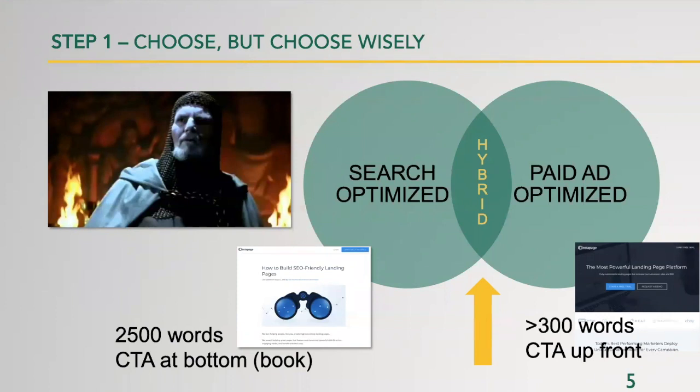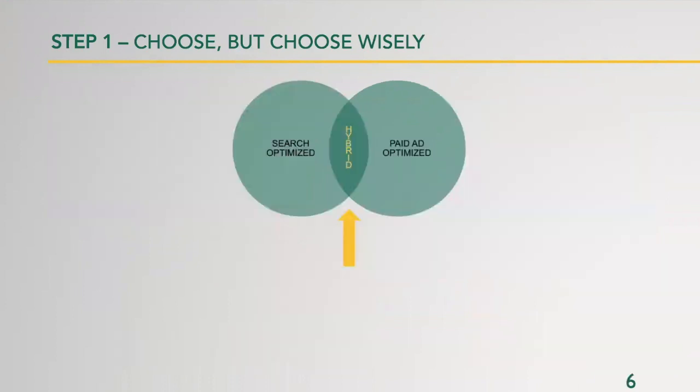But the first thing, step one in our six simple steps, is really to make sure you're talking about the right thing. Internally, we've struggled with this a lot, which is, what kind of landing page is this that we're building? Is it more search? Is it more paid? Or are we just going to split the difference down the middle? And I've got to tell you, we end up in the middle most of the time.